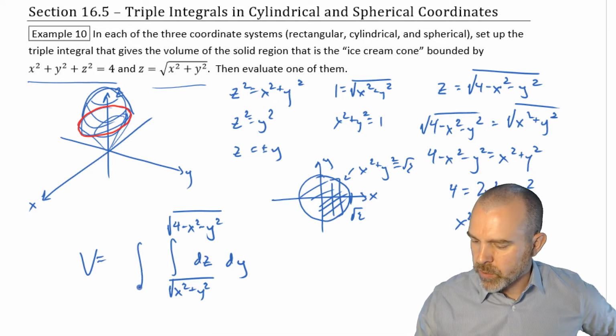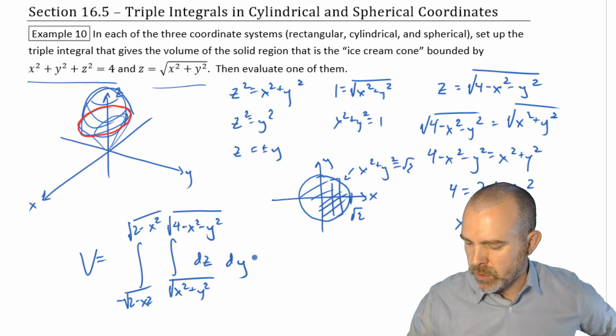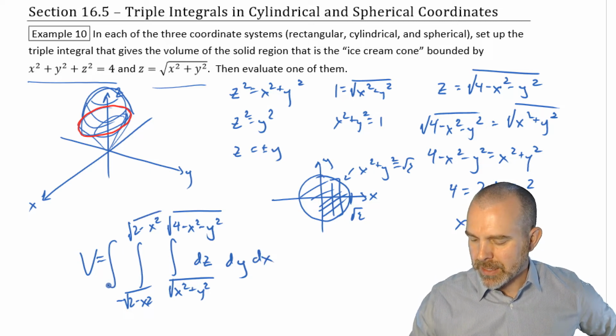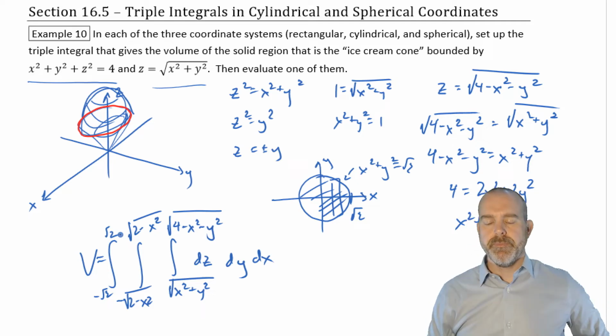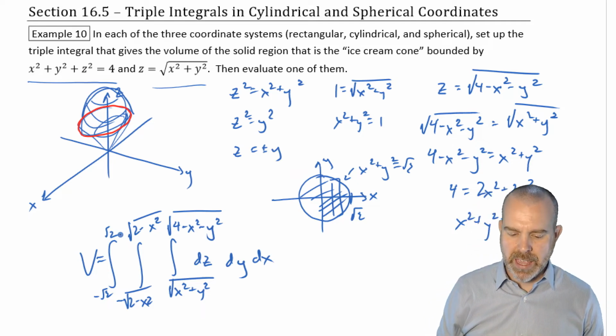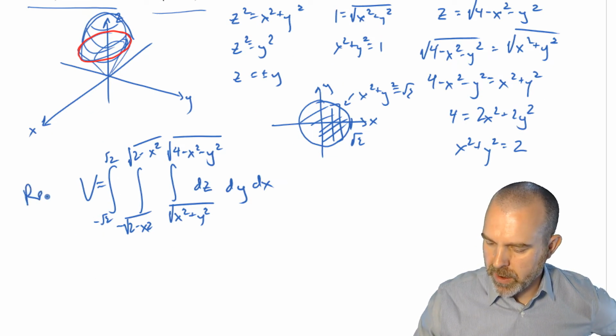And then we might as well do, this is like the last one, maybe just pick y. And so y goes from negative square root of 2 minus x squared to positive square root of 2 minus x squared. And you could just as easily do x there. It would be exactly the same. And then x goes from negative square root of 2 to positive square root of 2. So there is rectangular.